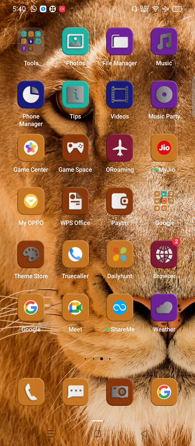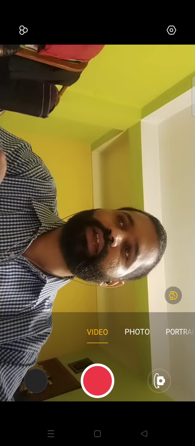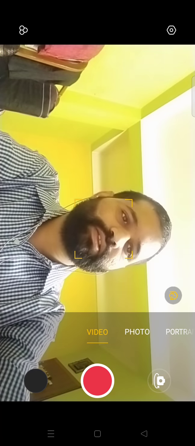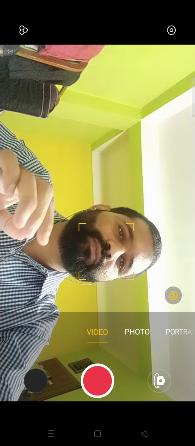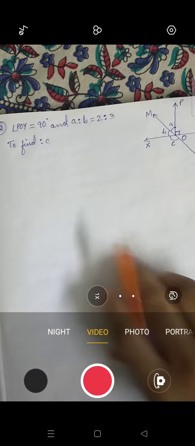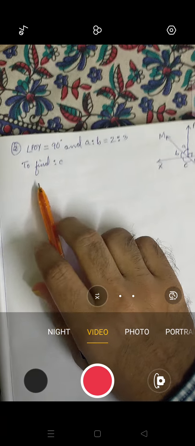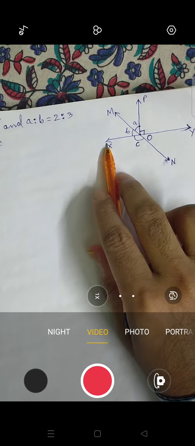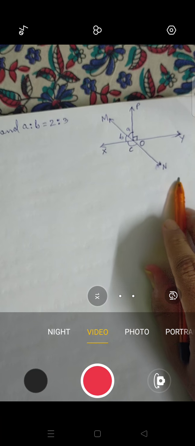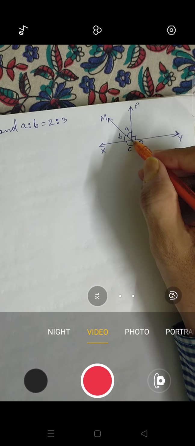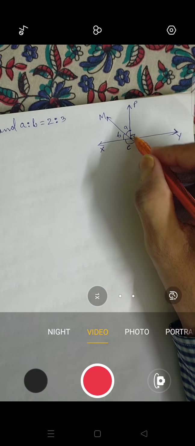After writing this one, you can see what are the things given in the question. Angle POY, it is given that XY and MN are lines. We know that they intersect at O. This is O. This has been given.